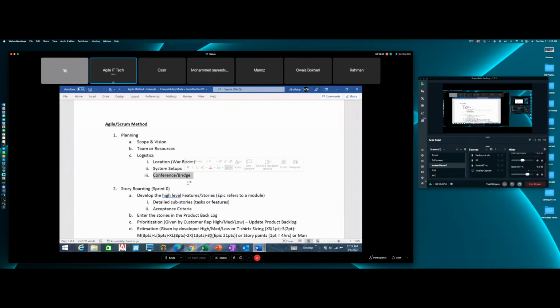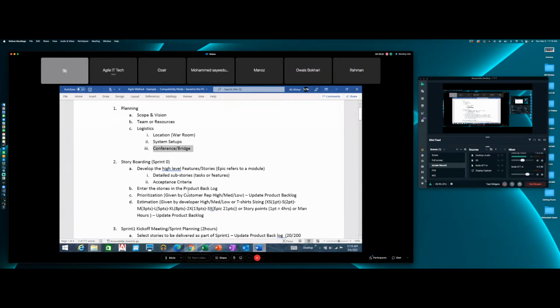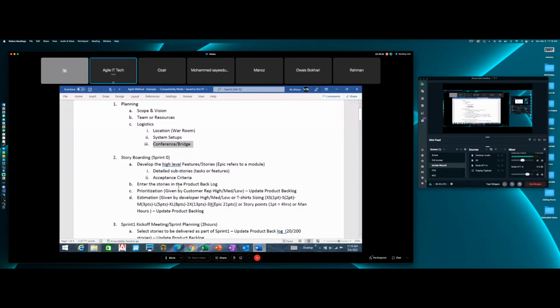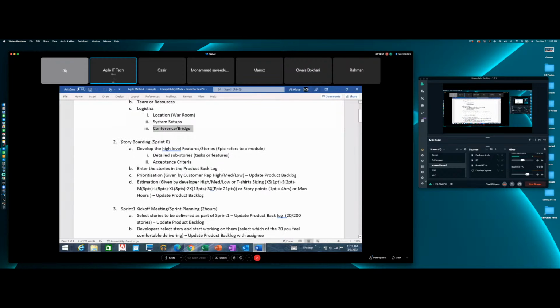Yes. All right. So after that is done, the next thing we want to start working on is storyboarding. Storyboarding is basically developing the stories or the functionalities that we want to work on. Sometimes that is also referred to as sprint zero. How do we develop the high level stories? Well, we start off by identifying the high level features, stories. In other words, try to identify the epics or the modules.